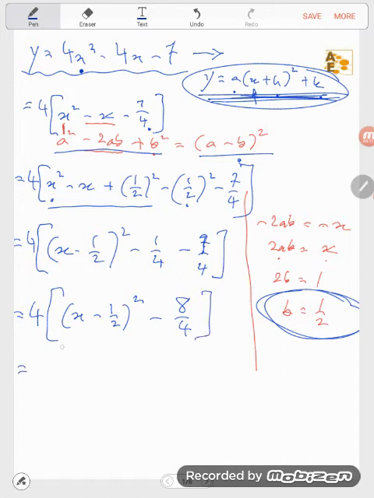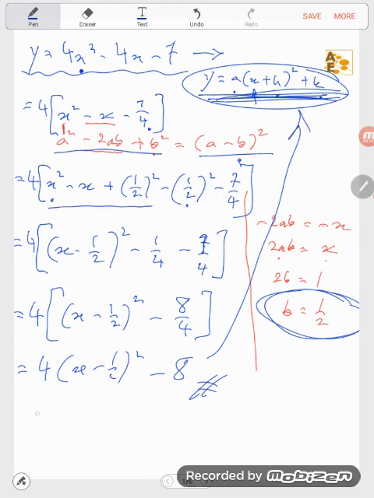So equal to, open up the square bracket, will be 4 (x minus half) squared minus 8. That's all. Therefore in this case, if you compare this with the one on top here, it means your a equal to 4, right? Your h equal to negative half, and your k equal to negative 8.